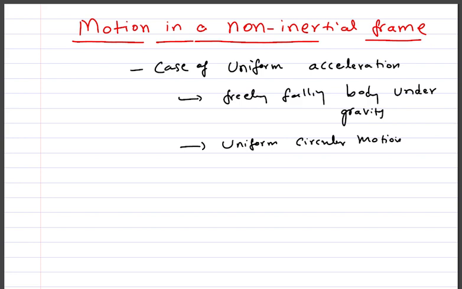And it will not change for another 5 minutes, let us say. So that is an example for a uniform circular motion.